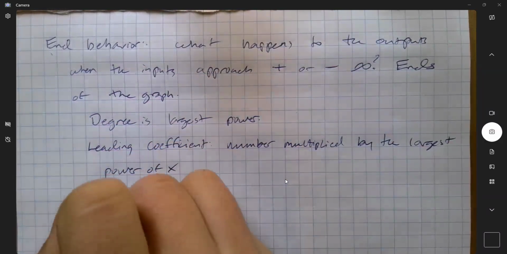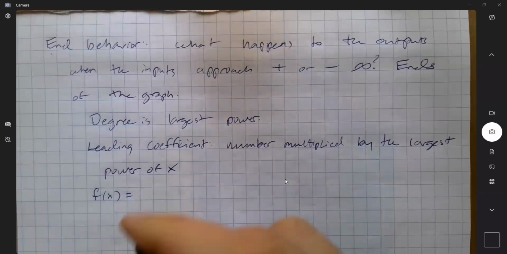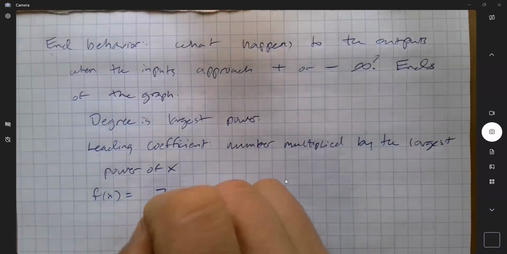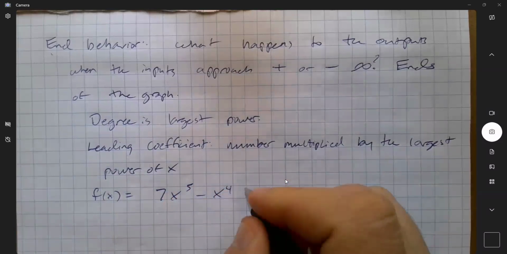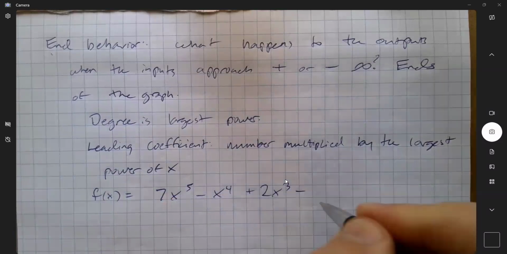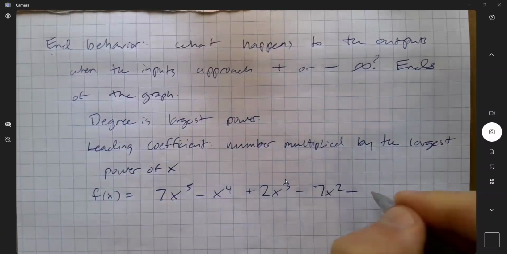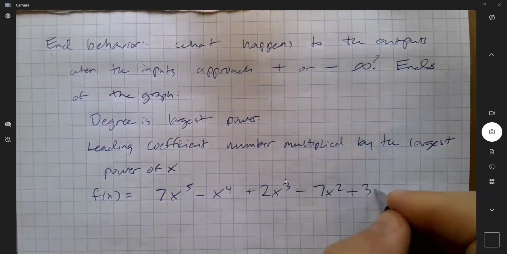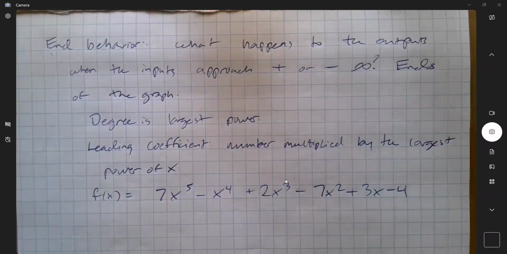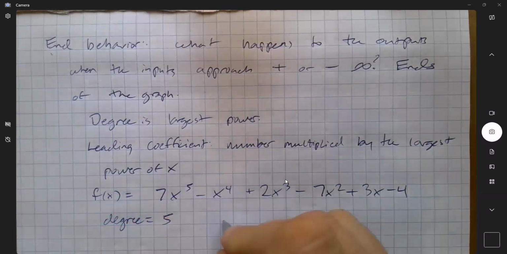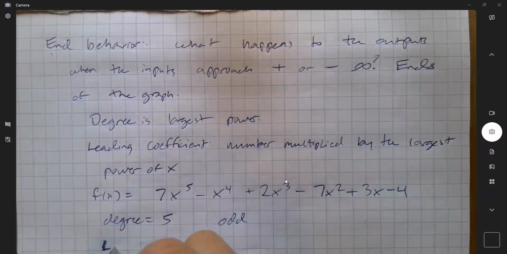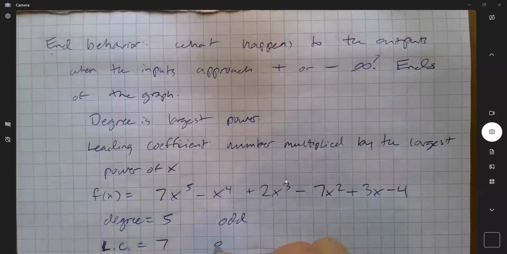So let's take my first example from the previous page. I'm going to change it just a little bit: 7x to the 5th minus x to the 4th plus 2x cubed minus 7x squared plus 3x minus 4. The degree is 5, and that's an odd number. And the leading coefficient, abbreviated LC, is 7, which is positive.